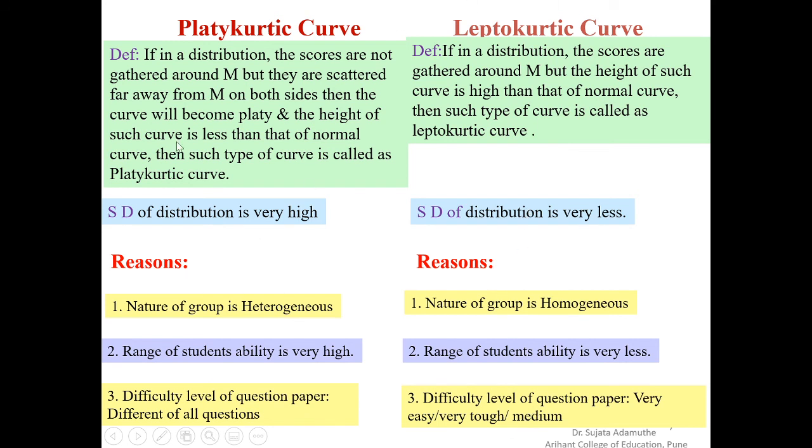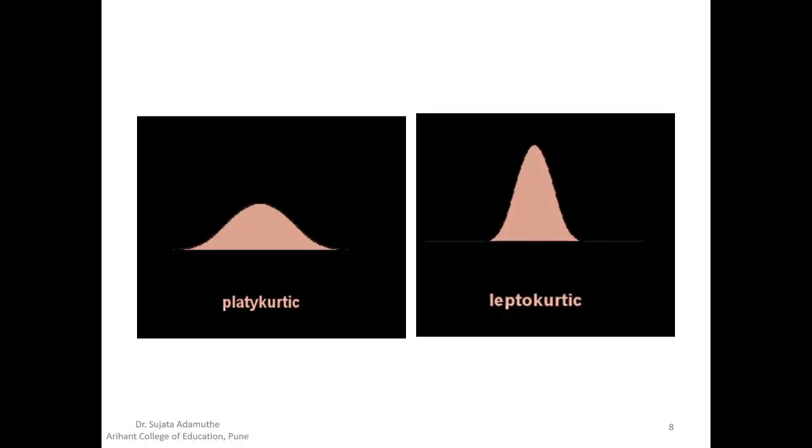So here we studied the definition, how the SD is there, and the reasons for the platykurtic curve. In short, the platykurtic curve will be like this and the leptokurtic curve will be like this.